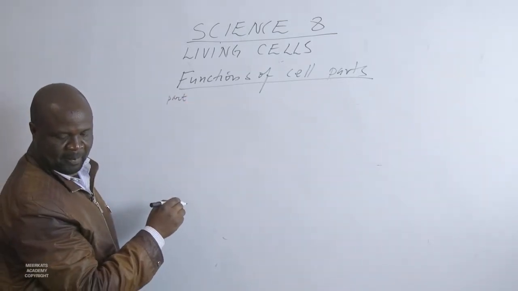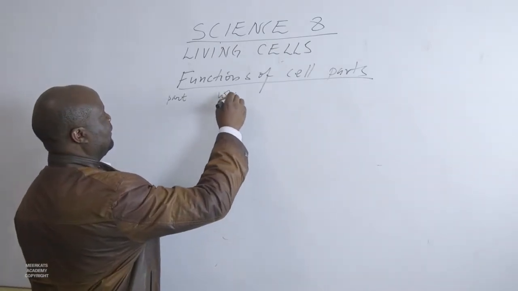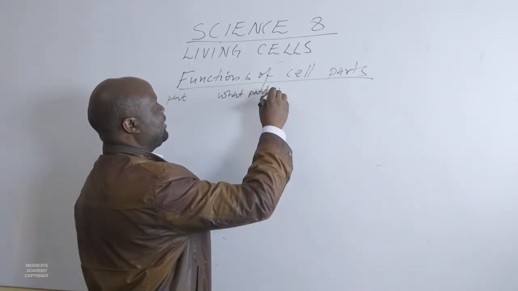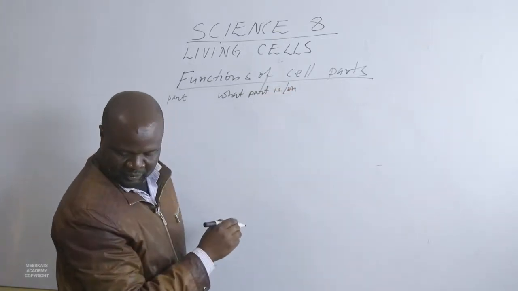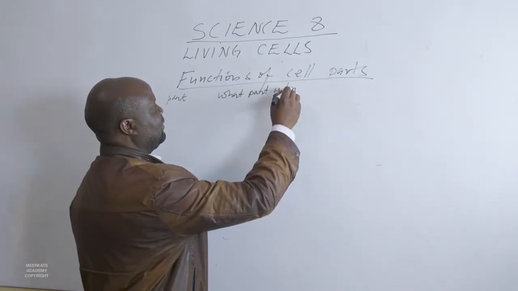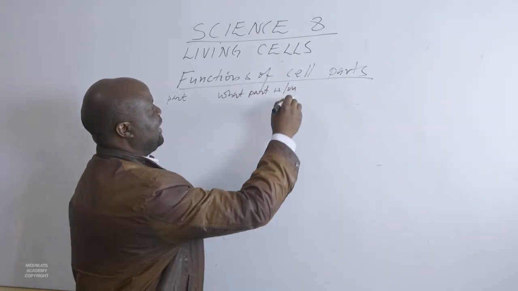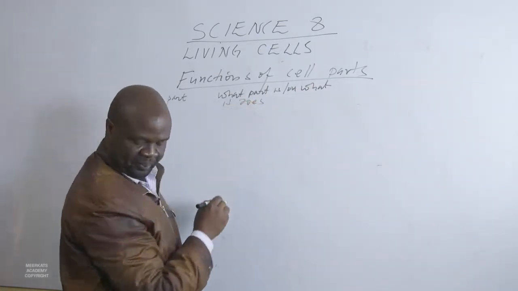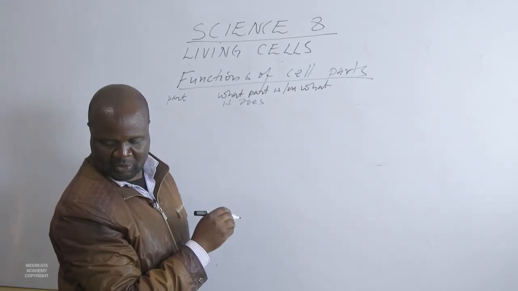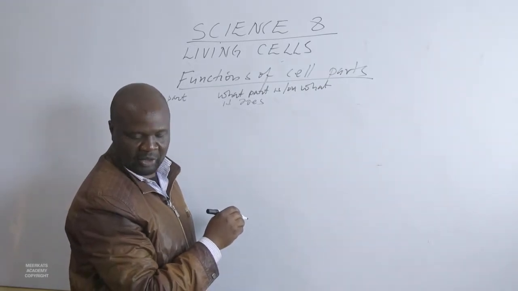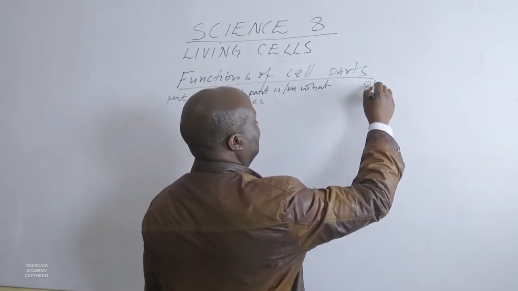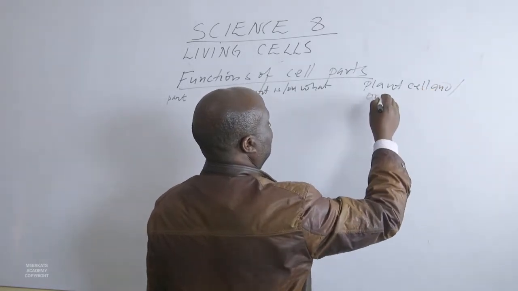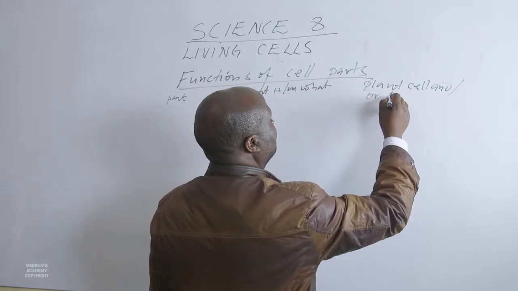So we can have a table where we are indicating the part, what the part is, or what it does, then plant cell and or animal cell.